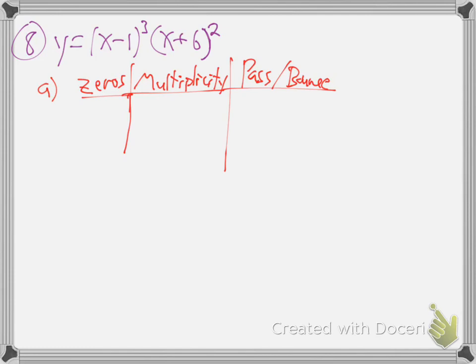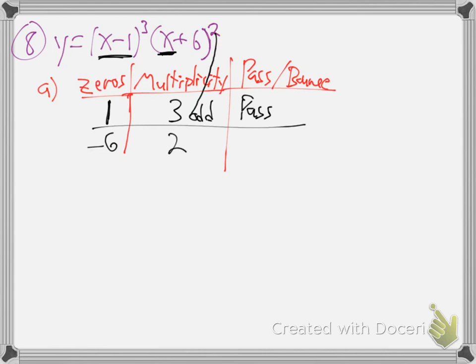Okay, so first off, what can make this piece 0? Positive 1. Multiplicity is 3. That's odd, so that means it passes through. Right? Next one. What can you plug in there to make this piece 0? Negative 6. What's the multiplicity? 2. The power is 2, so that's even, and that's a bouncer.